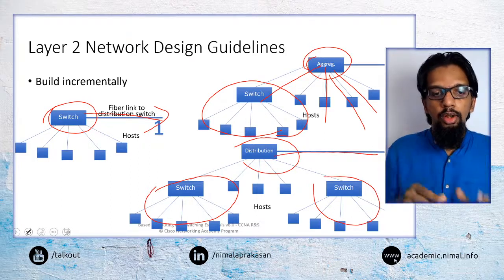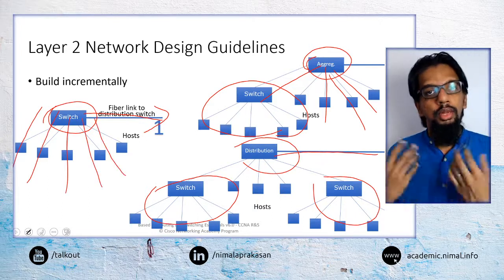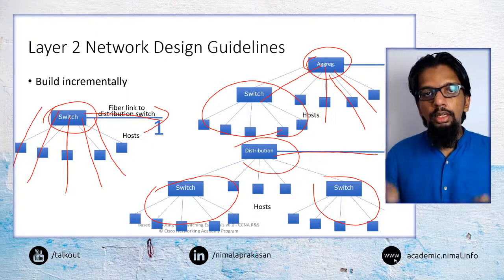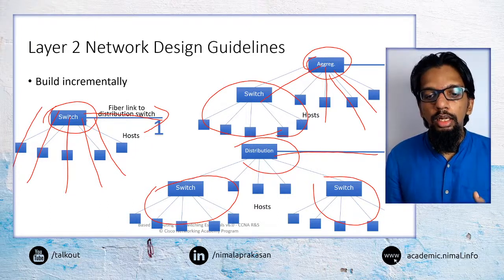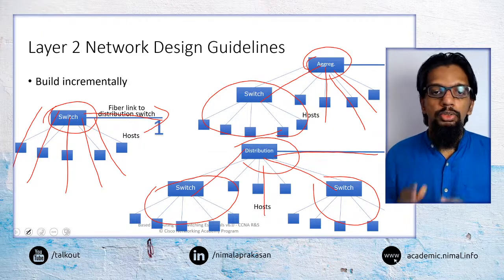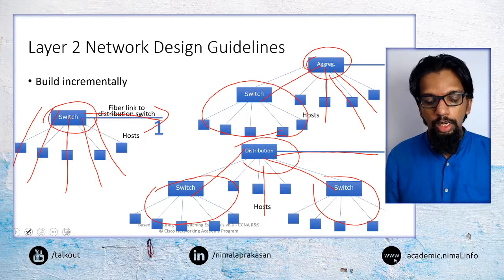Instead of connecting, for example, everything into a single switch, that would not be practical, and having that type of flat architecture is also not ideal. So we would want to build something in a more hierarchical manner. Again, that is something that we would prefer to do in layer 2 networks.